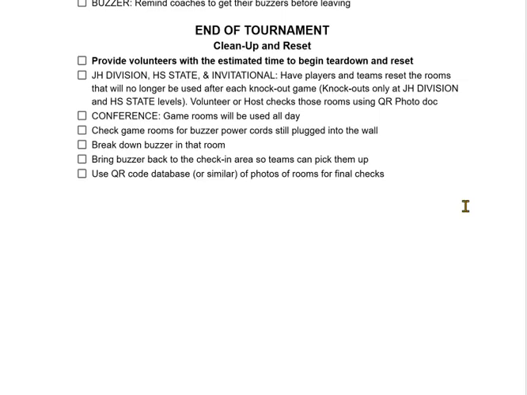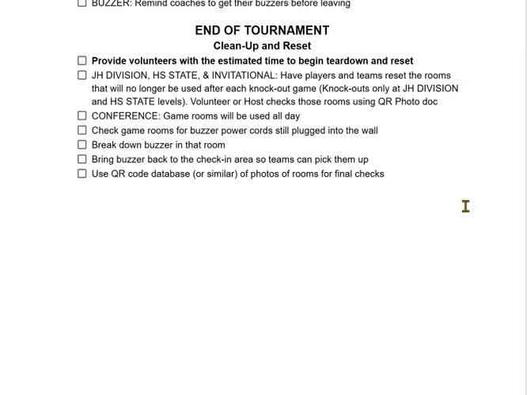Provide your volunteers with an estimated time to begin tear down and reset. If you're doing junior high division, high school, state, or an invitational, you can start taking those rooms down as soon as your teams are being knocked out. So once you have a knockout round, half your rooms are going to be gone. You'll go from, say, 12 rooms down to 6, or whatever your tournament setup is. And so you can have those moderators use that QR code, look at the photograph of the room, and get it set back as close as possible.